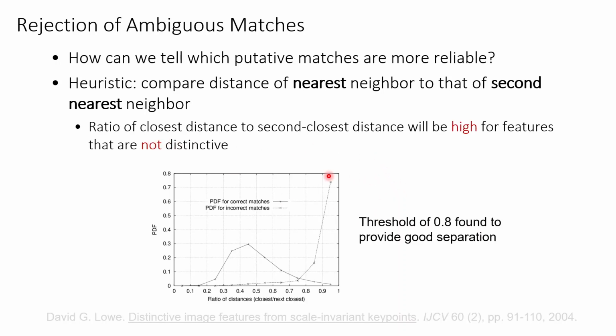So the ratio of distances between probability density of correct matches versus incorrect matches has been studied. Please look at this diagram and perhaps read this paper if you are interested.